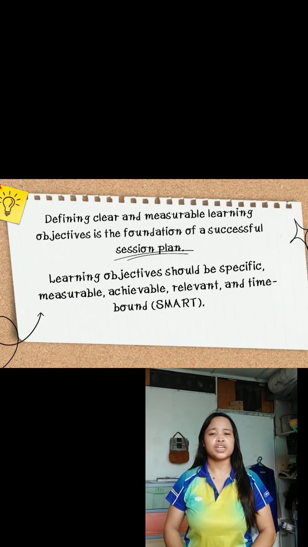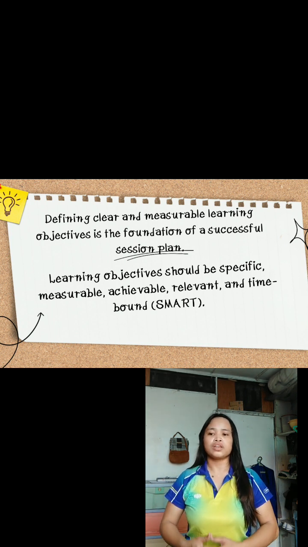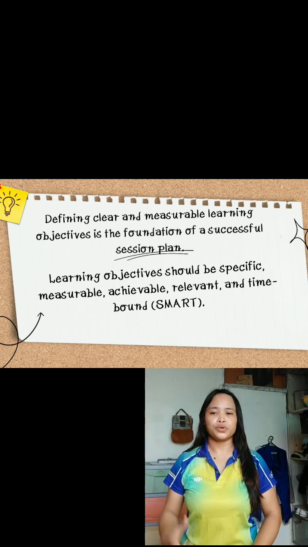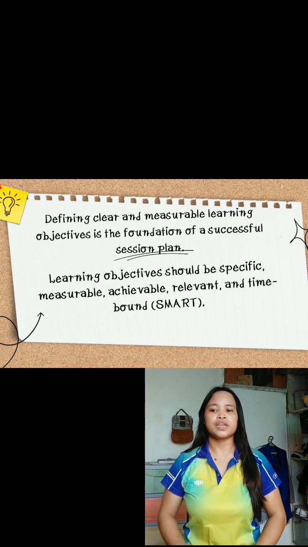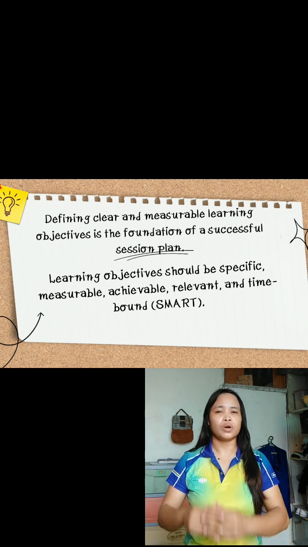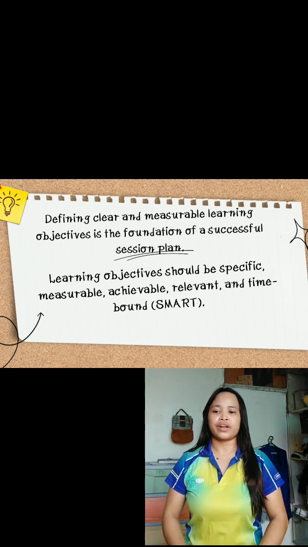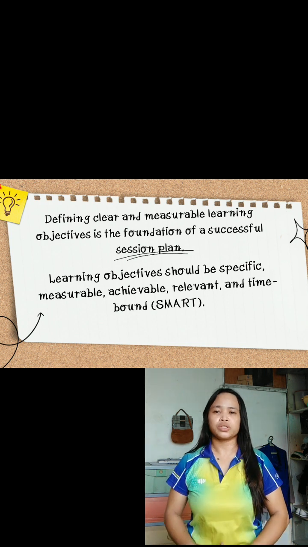The first step in creating a successful session plan is to establish clear and measurable learning outcomes or goals. Those goals should be specific, measurable, achievable, relevant, and time-bound, which is often referred to as SMART. For example, if the learning objective is to improve customer service skills, a clear and measurable learning objective would be: by the end of the training session, the participant will be able to handle customer inquiries effectively, demonstrate empathy towards the customers, and resolve customer complaints.